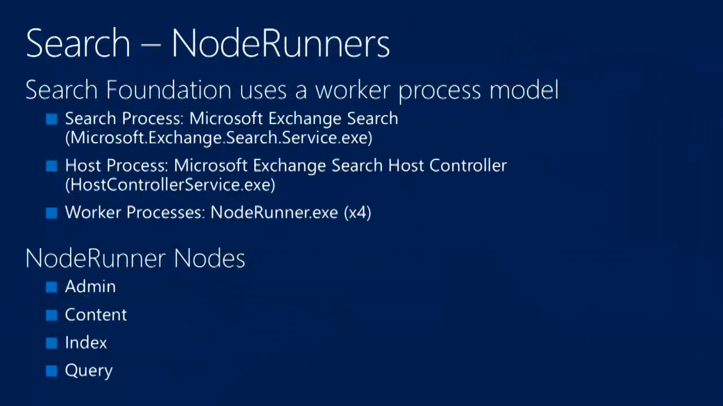Now, search. Search has a lot of processes that go with it, and it needs a lot of memory. Search is one of the bigger reasons that our CPU and memory requirements are much larger than they were in Exchange 2010. But when you're looking at the search processes, they're all called noderunner.exe. So how do you know what's doing what? Because there are actually different components. There's a component for the administrator interface. There's a component for the content interface. There's a component for the indexing itself. And there's a separate process component that does the querying itself.